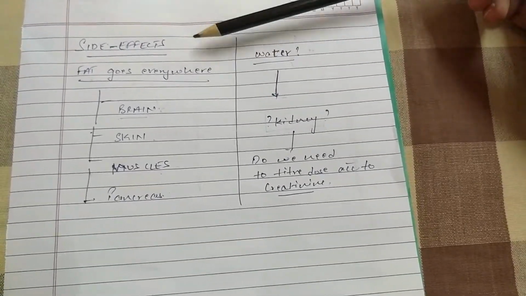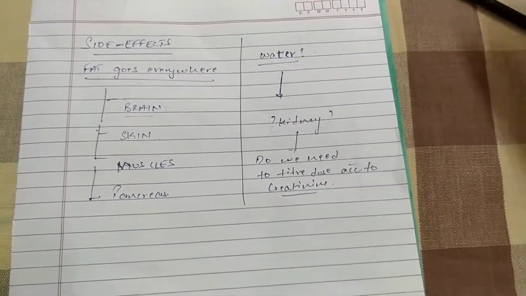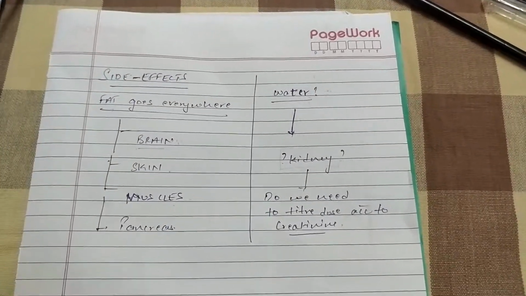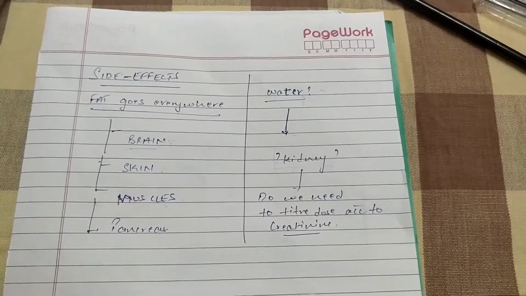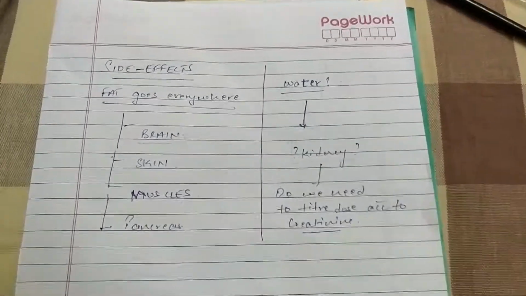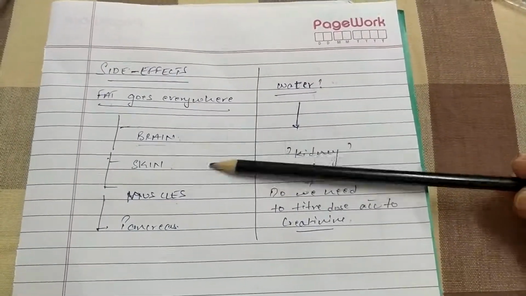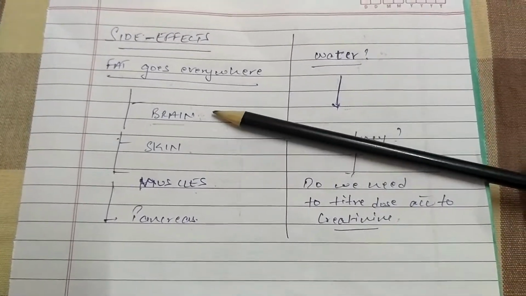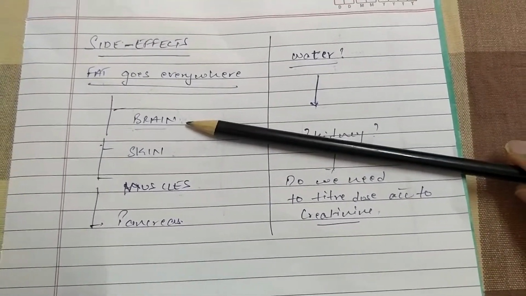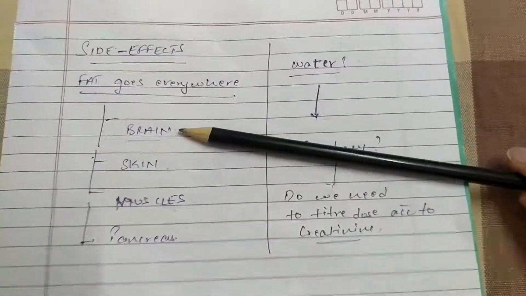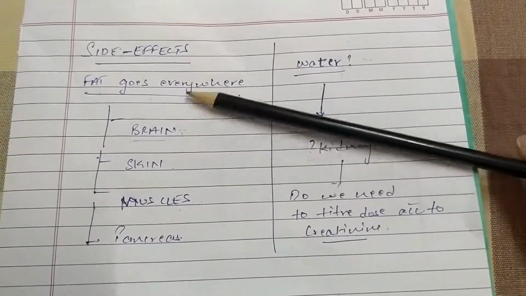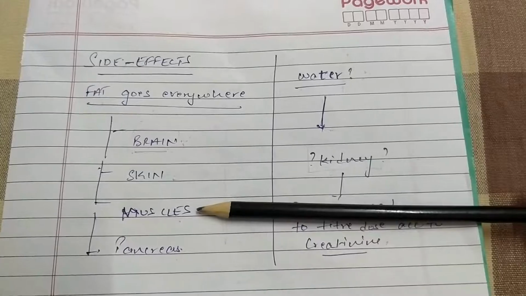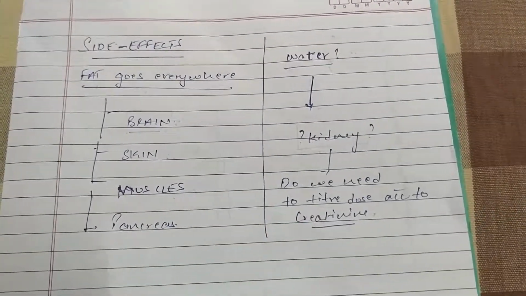So whenever we talk about side effects in fat soluble drugs, we all know fat can go anywhere in the body, because throughout the body there are a lot of cells which have a lipid bilayer membrane, and this fat soluble drug can cross through the lipid bilayer membrane anywhere easily without any difficulty. So you may ask, does it go to the brain? Yes, it can go to the brain. The fat soluble medications can cross the blood brain barrier. Yes, definitely. The endothelial cells of the blood brain barrier have lipid bilayer membrane, and fat soluble drugs can easily pass through them. Does it cross through skin? Yes, it can go to the skin. Muscles? Yes. Pancreas? Definitely. Any other organs? Yes.